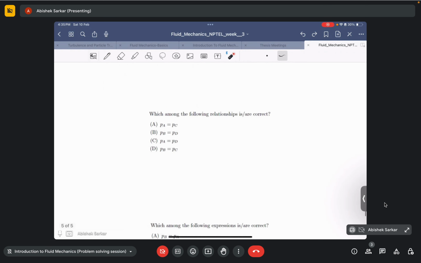So the first question is, which among the following relationships is or are correct? I hope you have labeled the diagram accordingly. They're asking which among the following relations are true: PA is equal to PC, PB equal to PD, PA equal to PD, and PB equal to PC. Just try to recall the principle of manometry that we have discussed thoroughly while we were discussing the theory part. Just try to implement it.